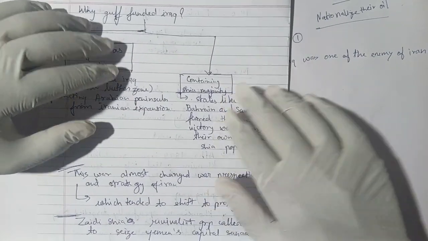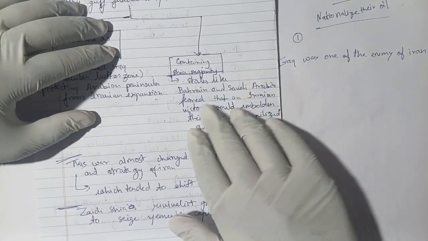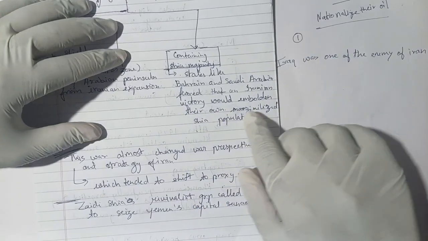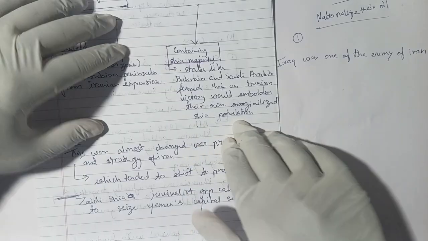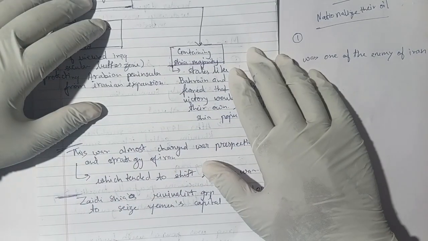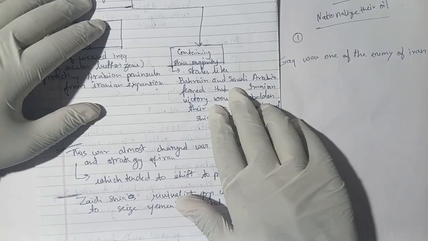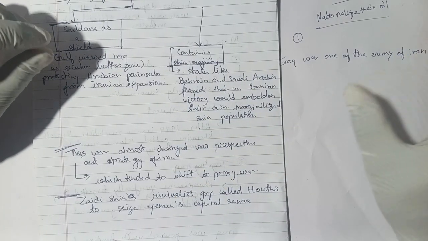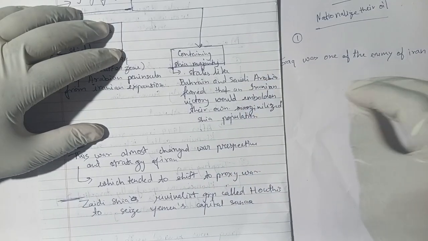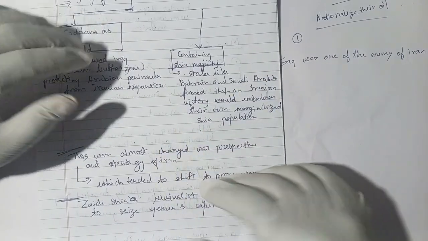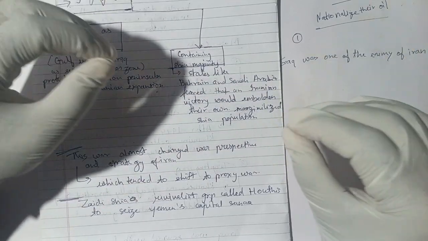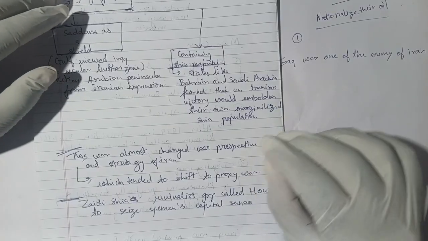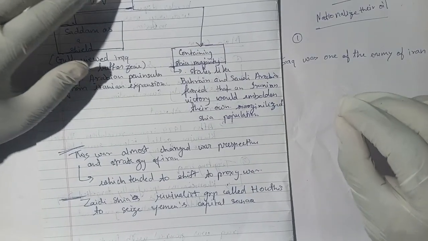The second reason is containing the Shia majority. States like Bahrain and Saudi Arabia feared that an Iranian victory would embolden their own marginalized Shia population. If Iran won the war, its ideology would flow into Saudi Arabia and Bahrain, which would create unrest in these nations.